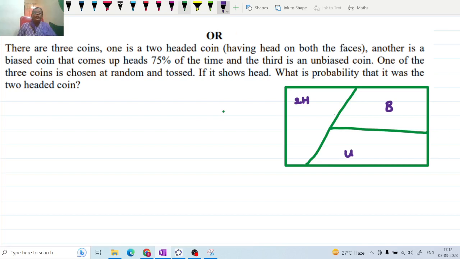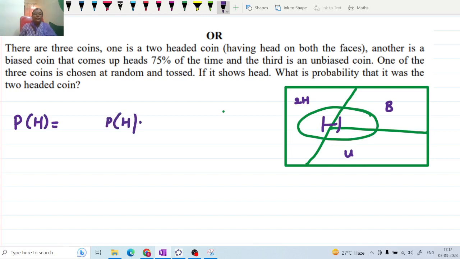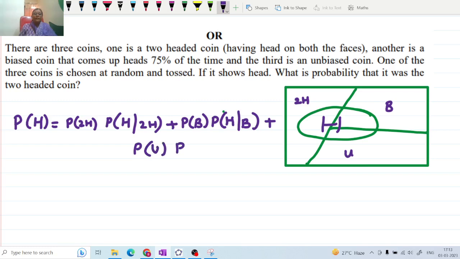Now, what is it that you have to get? You have to find the probability of head. The probability of head, what is it depending on? It is the probability of head when it is from the two-headed coin. That means you are selecting the two-headed coin first, or it could be when a biased coin is selected and we get a head from it. It is a conditional probability, that is head under the condition that it's a biased coin. Or the third option is when we select an unbiased coin with the probability of getting head with the unbiased.